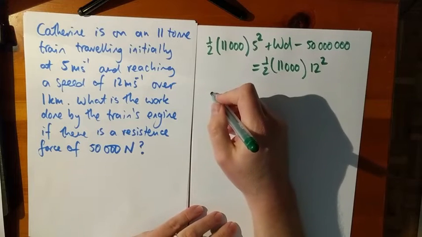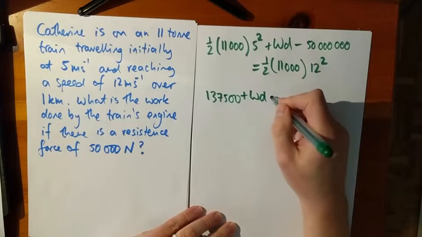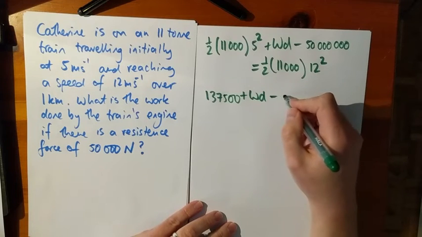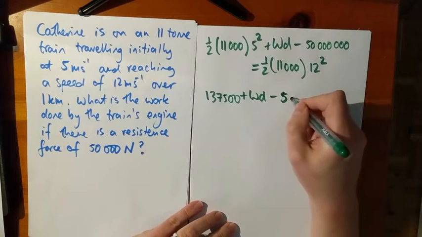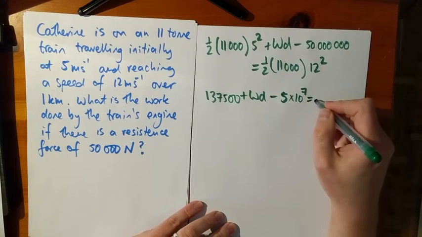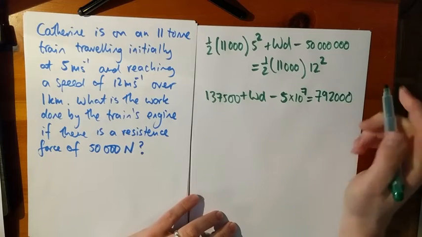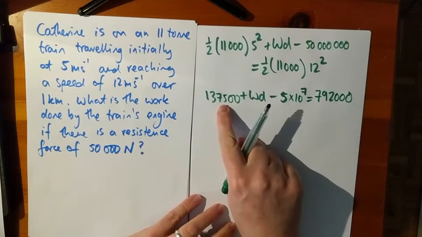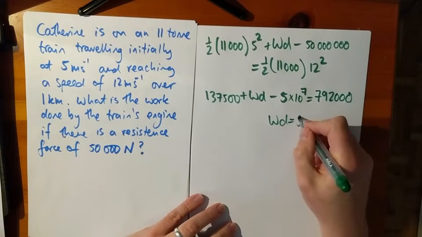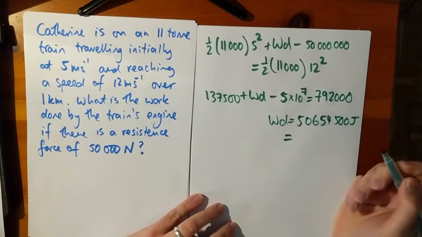Here we have, again, like I said, big numbers, 137,500, plus the work done, take away that number. Sometimes it's quicker to type this into your calculator as standard form, or scientific notation. That's 5 times 10 to the power of 7. And this comes out to be, the kinetic energy at the end is 792,000. And then you just add that to both sides, subtract that away, and you're left with the work done by the train's engine, which in this case comes out to be 506,54500 joules.